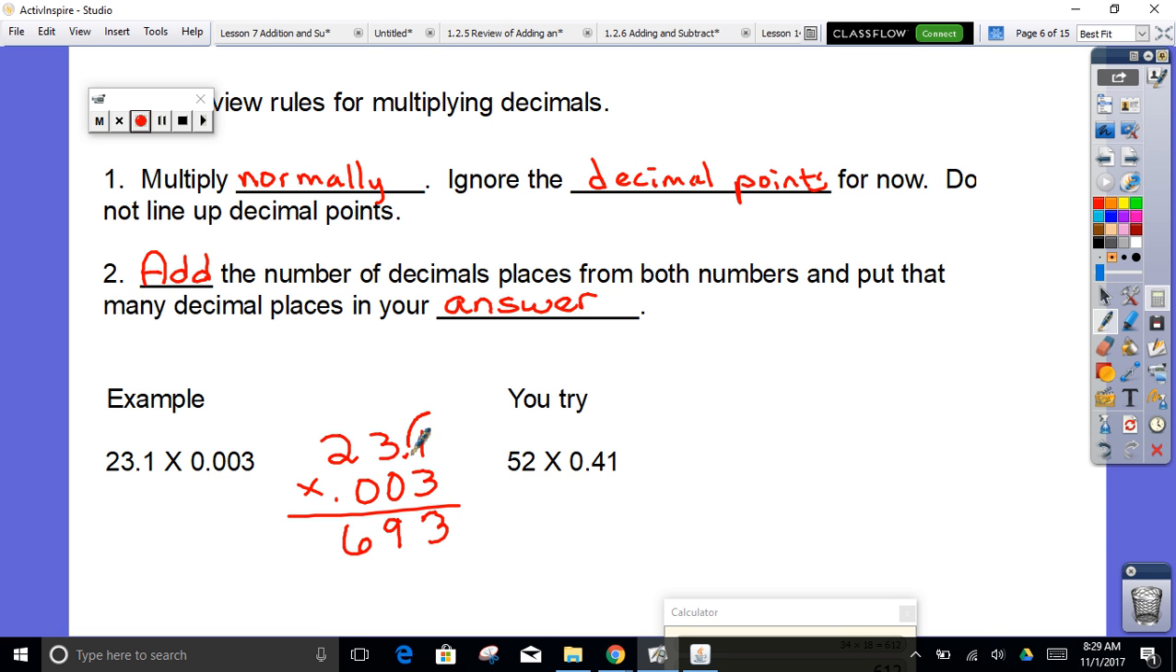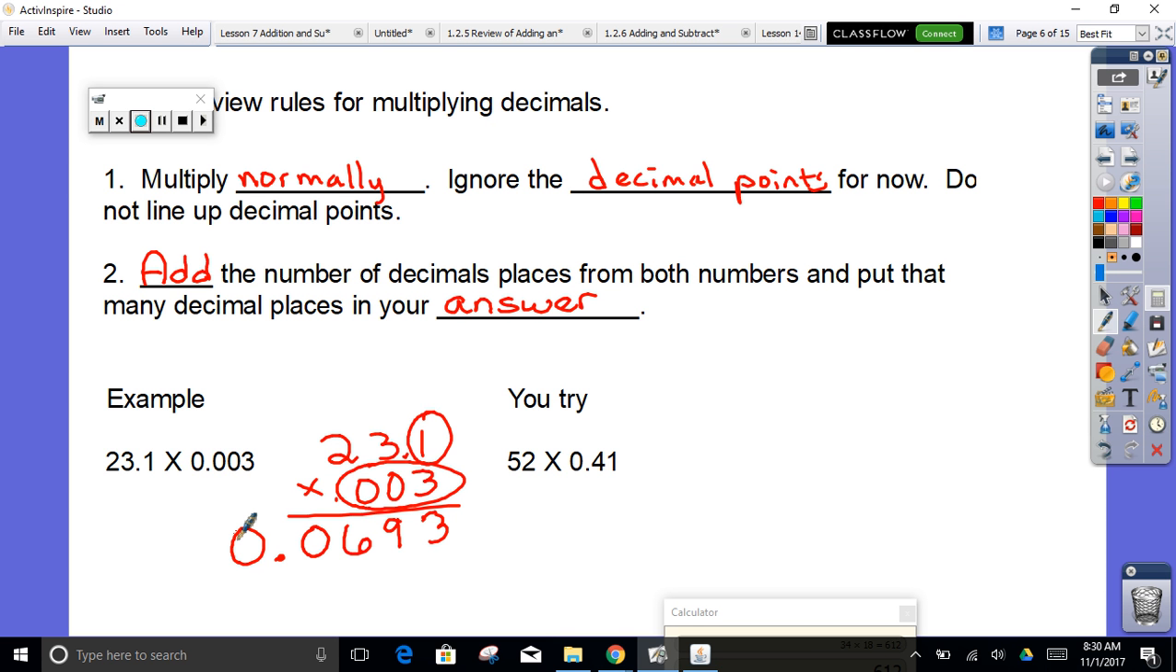I had 1 decimal place in this number, 3 decimal places in this number, so I need a total of 4 decimal places in my answer. So starting from the right, I count 1, 2, 3, and 1 more makes 4, which means I have to add a 0, and I'm going to add that 0 at the beginning also. So the correct answer would be 0.0693, which would be 693 ten-thousandths.